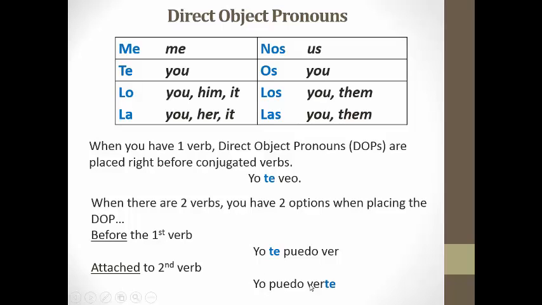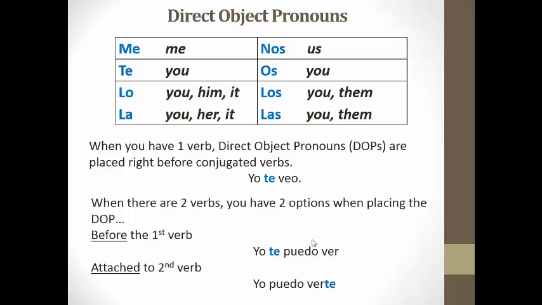Yo puedo verte. I can see you. Both options are completely correct. If you ever have doubt as to where you should put that pronoun, always put it right before, immediately before the conjugated verb. Okay? You won't ever get into trouble there.